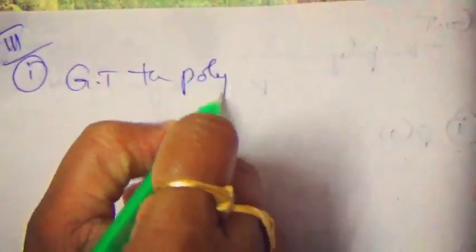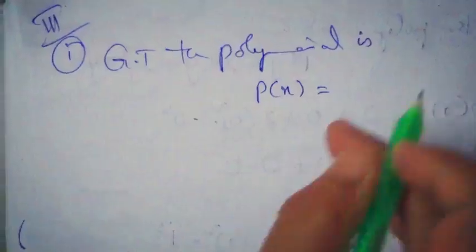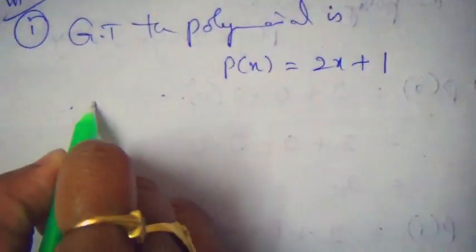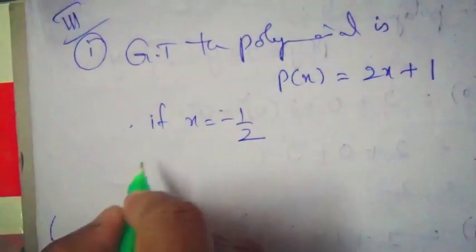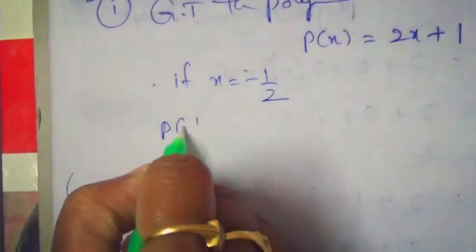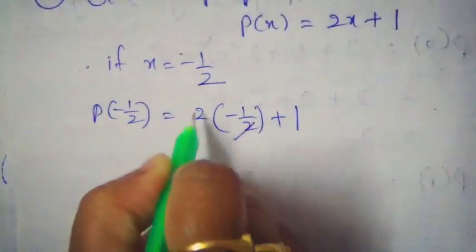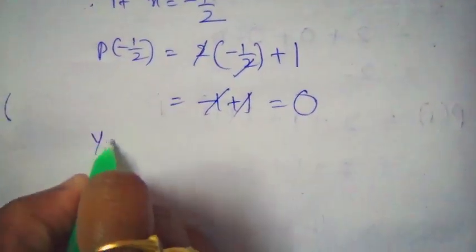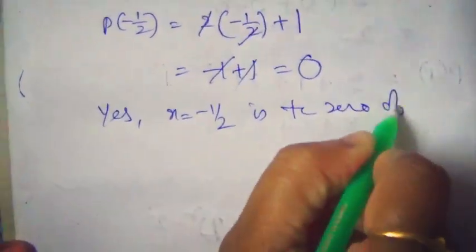First sum, given that the polynomial is p of x is equal to 2x plus 1, and we have to check here if x is equal to minus 1 by 2, is it a zero or not, we have to write. Okay, so p of minus 1 by 2, that is equal to 2 of minus 1 by 2 plus 1. 2 cancel, so minus 1 plus 1, you just cancel this, 0. So yes, x is equal to minus 1 by 2 is the zero of the polynomial.